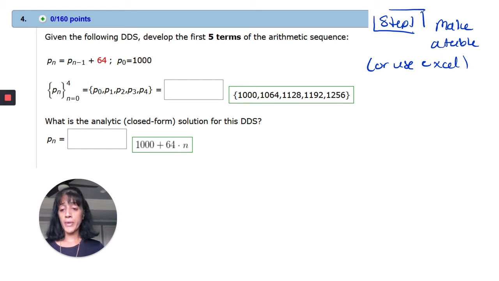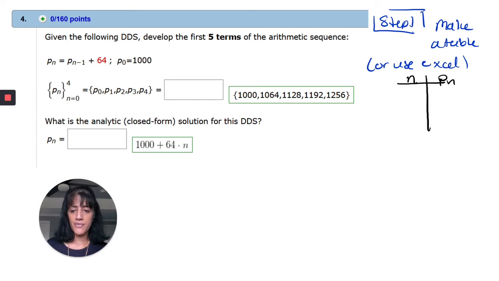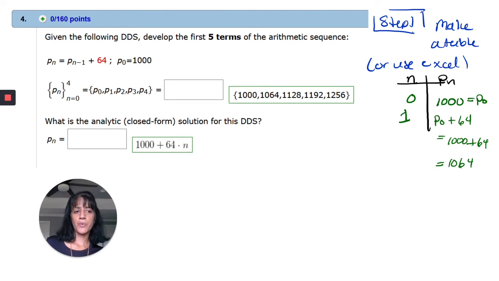First, you should always make a table or use Excel if you want to. But just start out. If you think like a table, you're always going to be right. And it's not about who's the first done, it's only about who's right. First of all, they gave you information. At n equals 0, P0 is 1,000. So I got my first one.